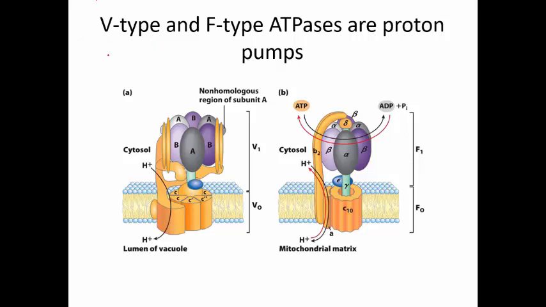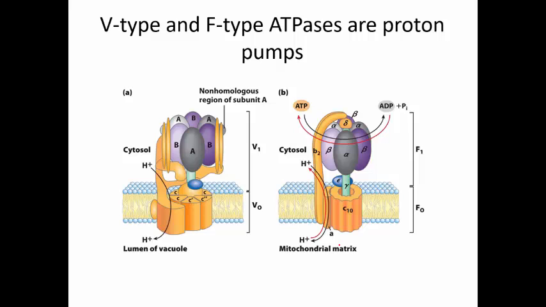Our next little category are V-type and F-type ATPases. The V here stands for vacuole. This is used to acidify vacuoles. So the vacuoles are just little vesicles inside the cell, and they are much lower pH than the cytosol. So in order to get that, you've got to move protons in against the proton gradient, and so that's going to take energy.